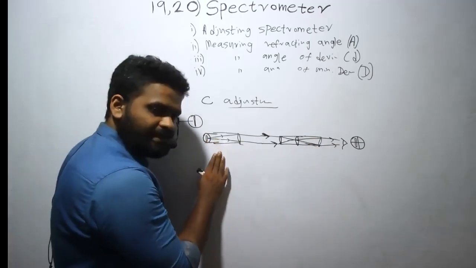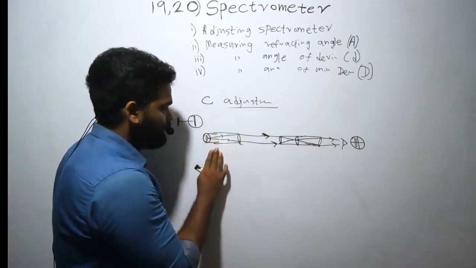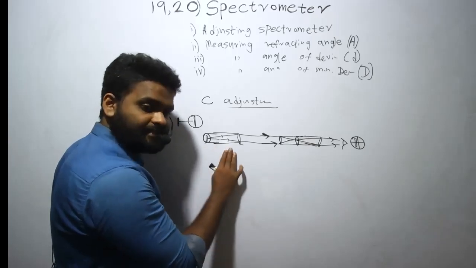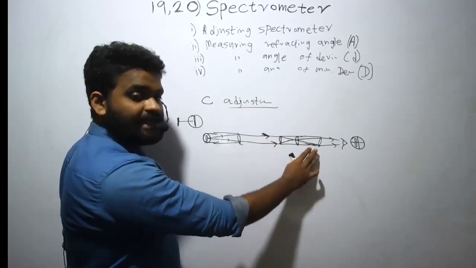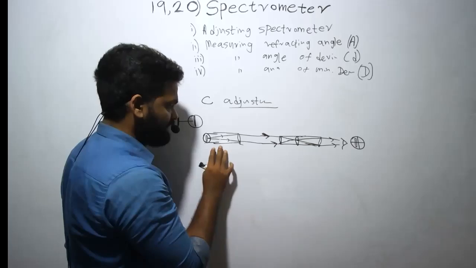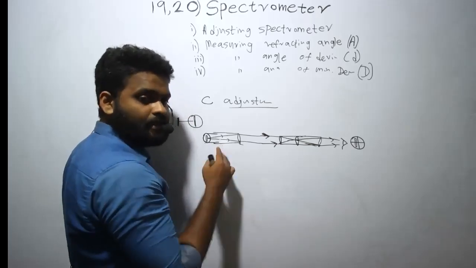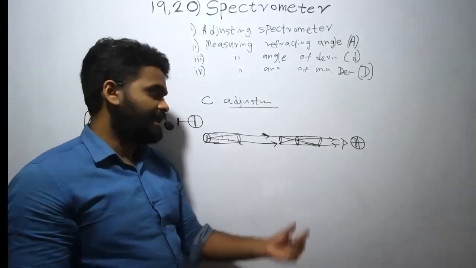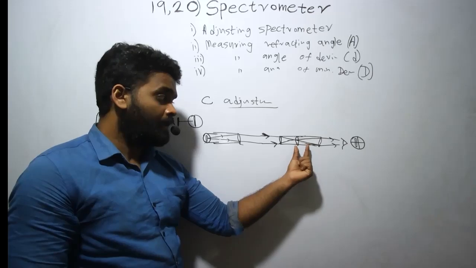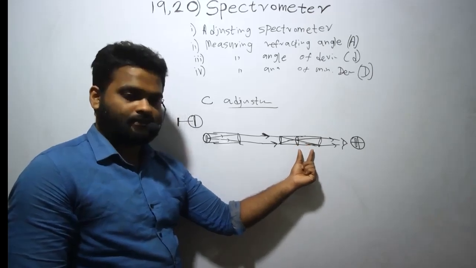So for the collimator adjustment also, to check whether the collimator is adjusted, you have to observe through the telescope to check whether the collimator is adjusted. So now you can clearly understand why we should do the telescope adjustment first, right?